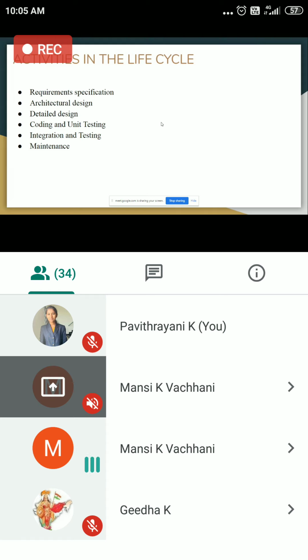Next, the detailed design. In this, the architectural components will be refined, and the interrelationships to identify the modules are implemented. That is how the module should be implemented, which module can be placed first, which module should be placed later. So that will be done in the detailed design. Next is the coding and unit testing. We have already learned it.